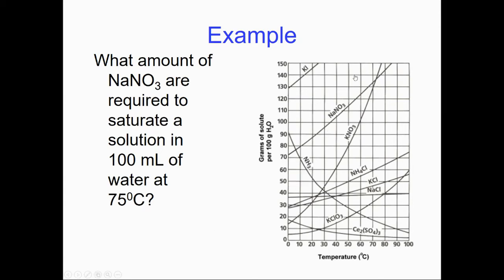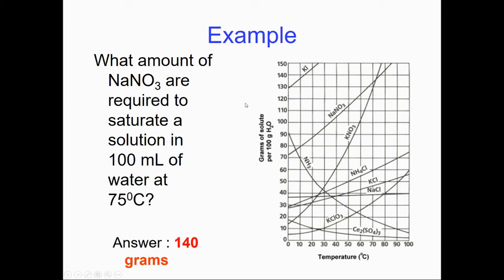We're trying to saturate the solution. So in other words, we want to find the point on the line. So we're going to look for 75 degrees Celsius right here. Oops, 75 degrees Celsius. We're going to go up until we hit this line. 75 degrees Celsius, we're right there. 140 grams of sodium nitrate. Remember, we're looking at the sodium nitrate line.